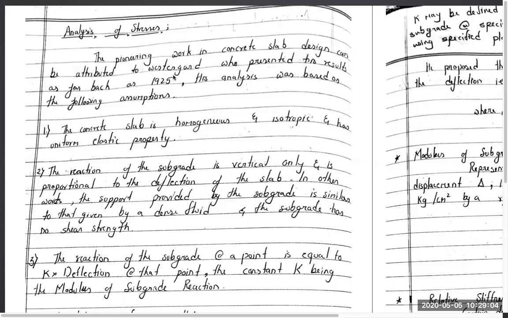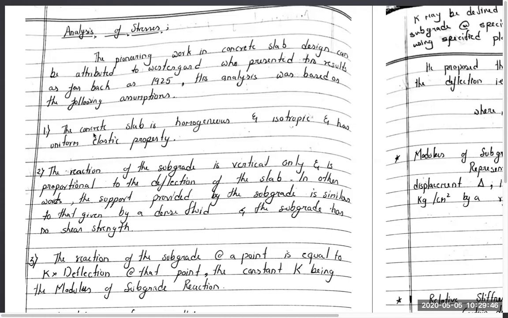Like what assumptions were made during the initial stage of design of flexible pavement by Burmister, the three-layer system, two-layer system, all those things, on the same lines. There were certain assumptions. Always these designs were made making some assumptions, so that they made the analysis simpler, or else this pavement design is very complicated. It is dynamic in nature. So the first assumption was that the concrete slab is homogeneous and isotropic and has uniform elastic properties.